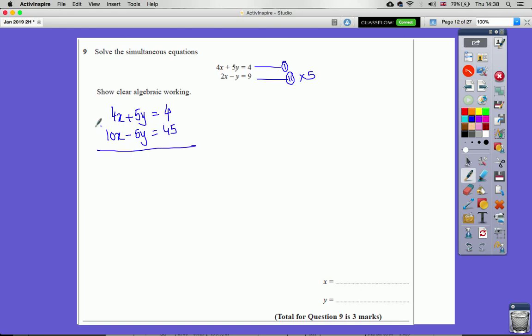Then I'm going to add these two equations. So I will get 14x is equal to 49. 5y and minus 5y will cancel out. X will be 49 over 14, which is going to be 3.5, right? 49 divided by 14 will give you 3.5. So we have got the value of one of the unknowns. X is 3.5.